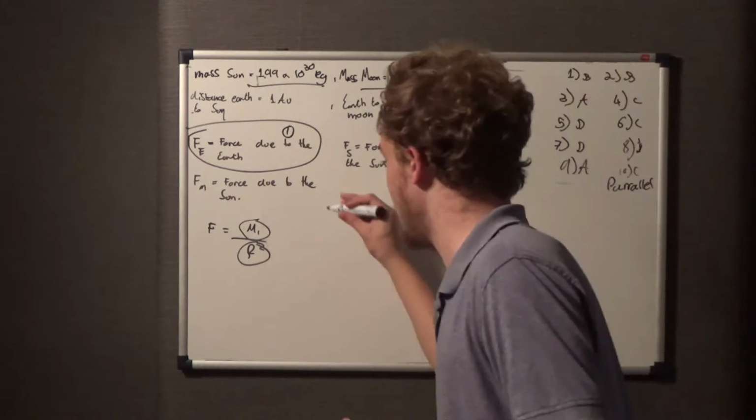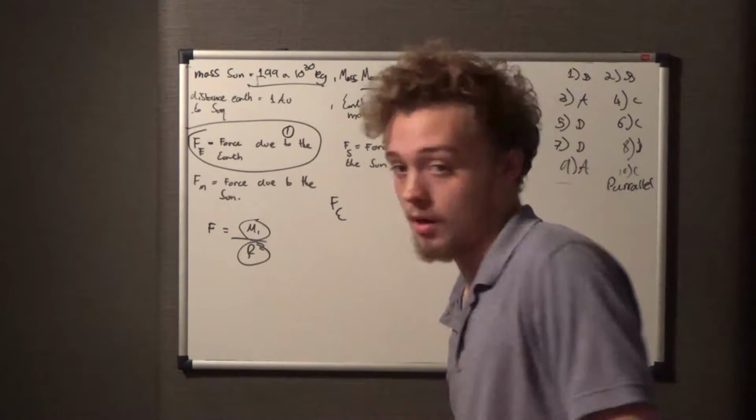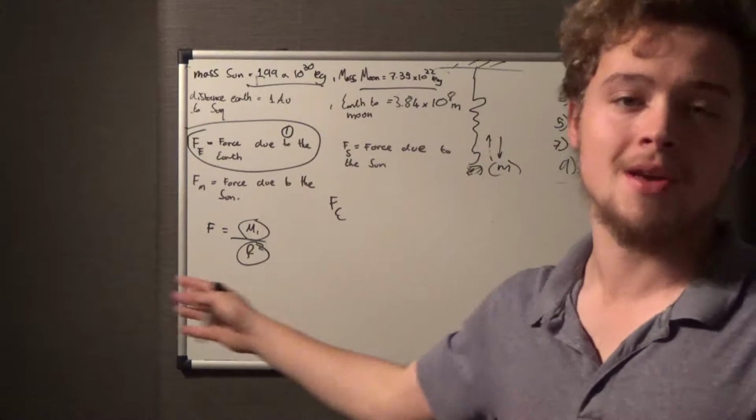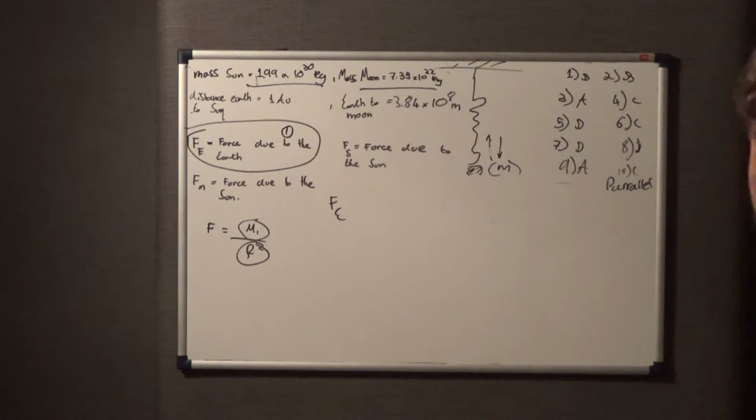Okay, so we know the Fe has got to be the greatest. Straight away you can look through the alternate options and go, well, which is definitely incorrect? Which says the force of the Earth is not the biggest gravitational force. So you can straight away rule out B and D, because one says the force due to the Sun is the greatest, and one says the force due to the Moon is the greatest.